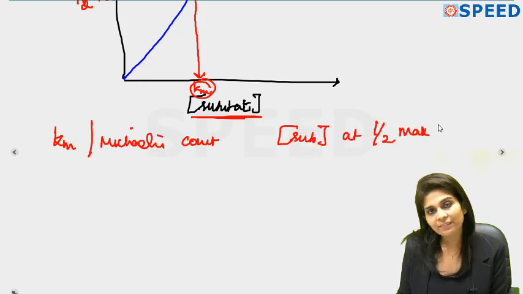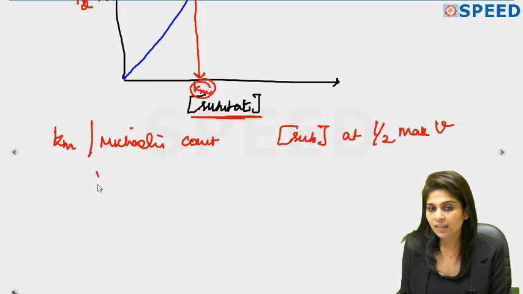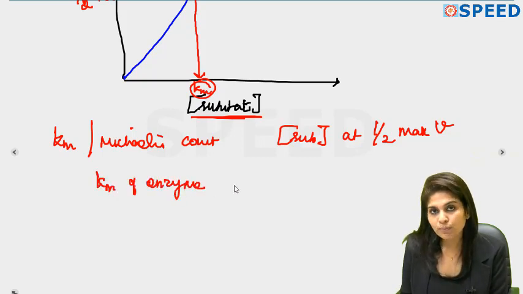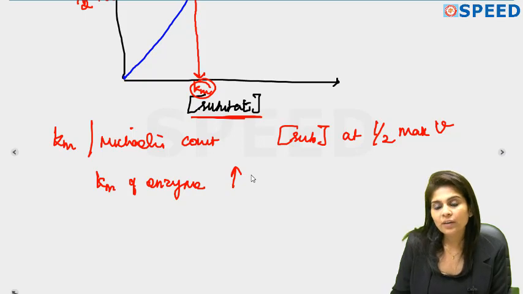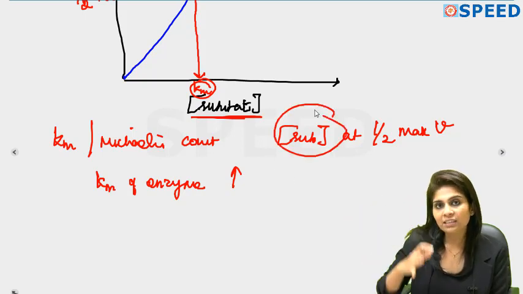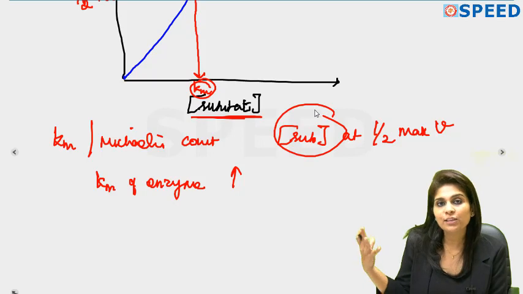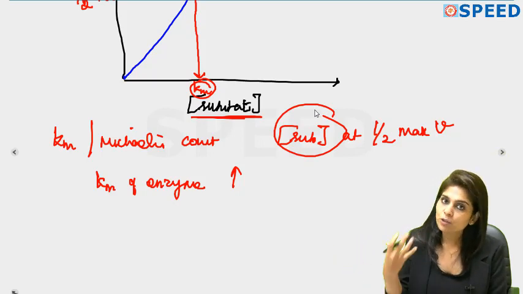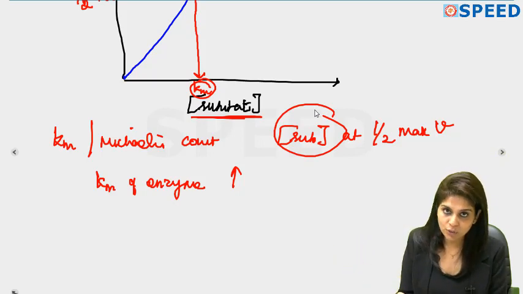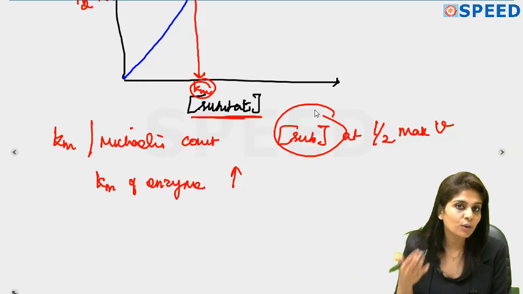And about this I've already told you. What do you mean when you say that Km of an enzyme is high? If you say that Km of an enzyme is high, you mean to say you need to provide more substrate for the enzyme to reach half maximal velocity. Why do you have to provide more substrate? It is because the affinity of the enzyme for the substrate is low.